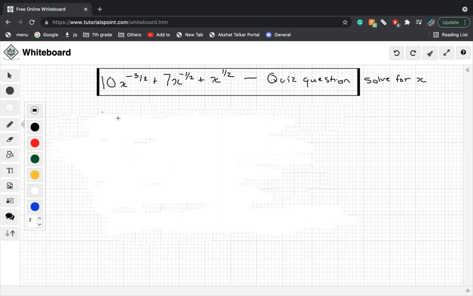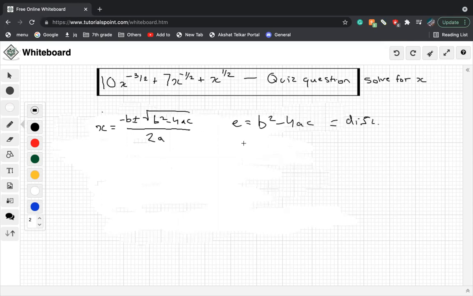So now we're going to go over the discriminant. As we all know, the quadratic formula is x equals negative b plus or minus the square root of b squared minus 4ac, all over 2a. You see this b squared minus 4ac right here, and this is called the discriminant. Suppose we call this E, so E equals b squared minus 4ac.